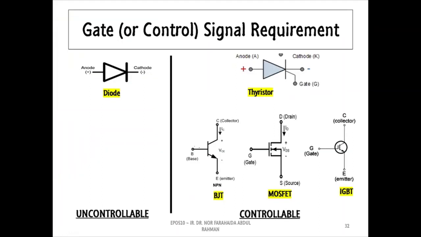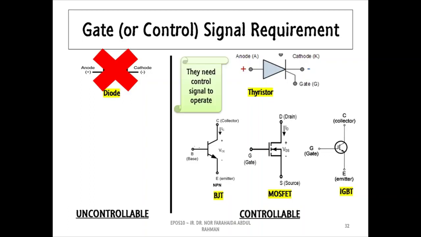Lastly, the next characteristic that will be discussed is the gate signal requirement. This characteristic is only applicable to the controllable power switches. This slide shows several controllable power switches that require a gate signal or control signal to operate.